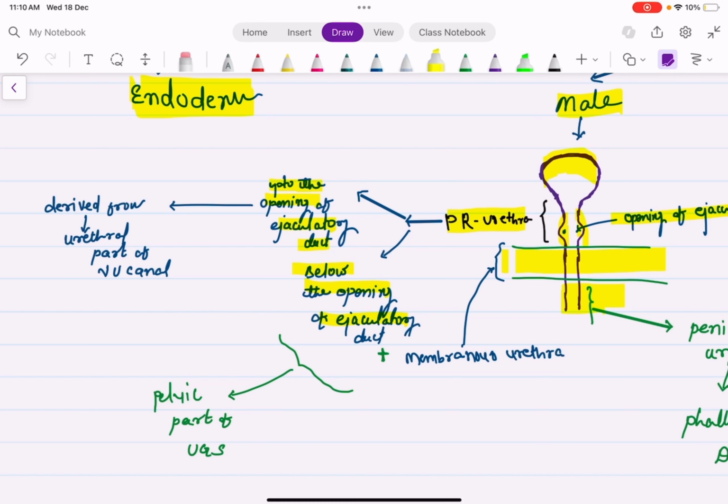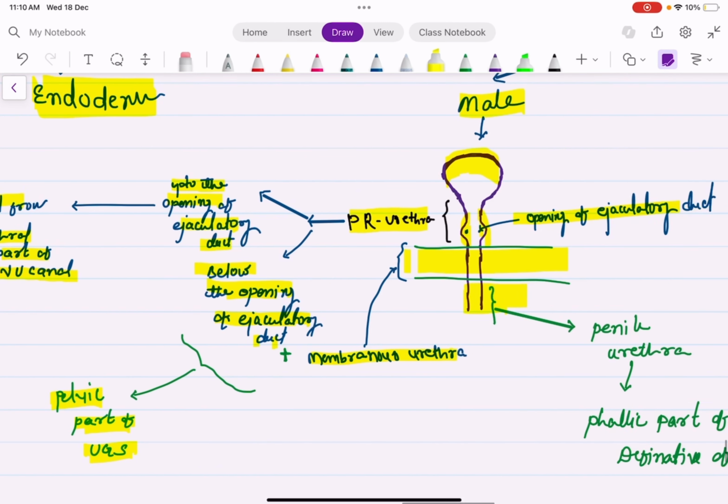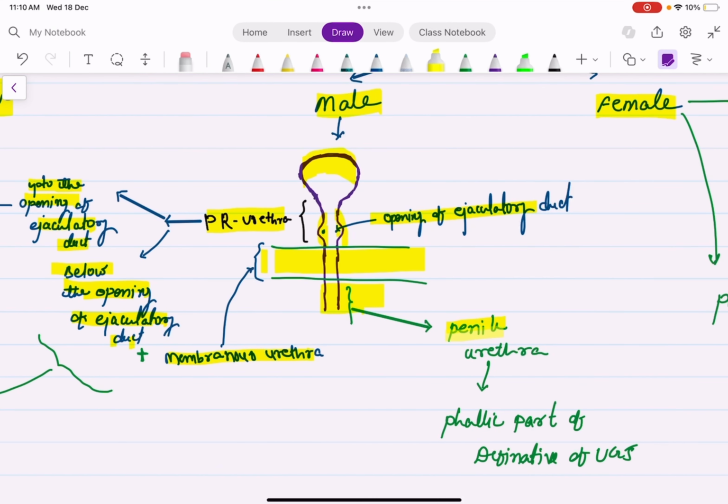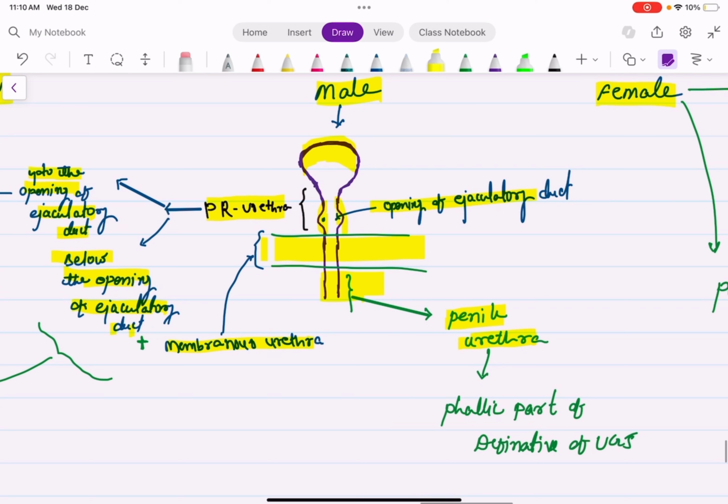Up to the opening of the ejaculatory duct, it is derived from the urethral part of the vesico-urethral canal. Below the opening of the ejaculatory duct, along with the membranous urethra, it develops from the pelvic part of the definitive urogenital sinus. Next, the penile urethra is formed from the phallic part of the definitive urogenital sinus.